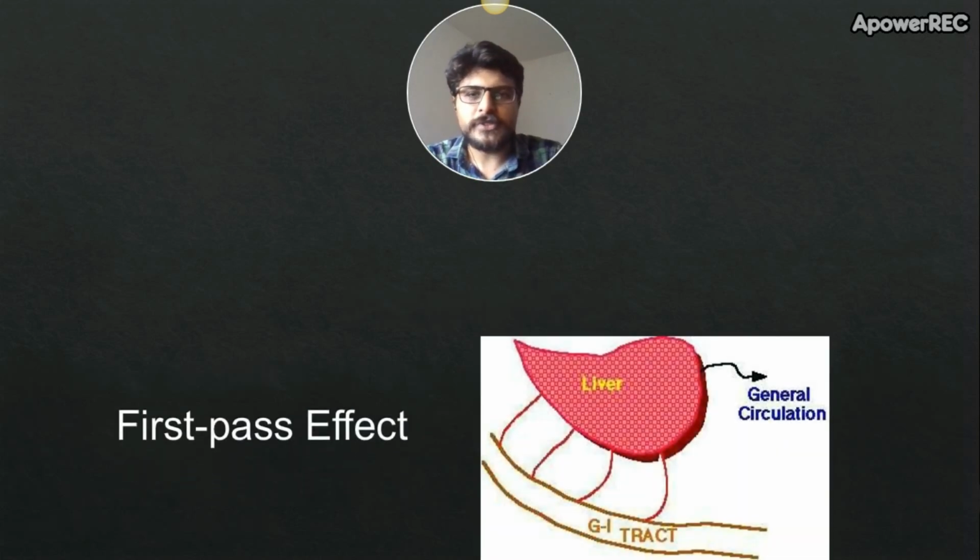Moving on, yes, this is the image. You can see here the liver and the GI tract, right? And in between there is portal circulation.